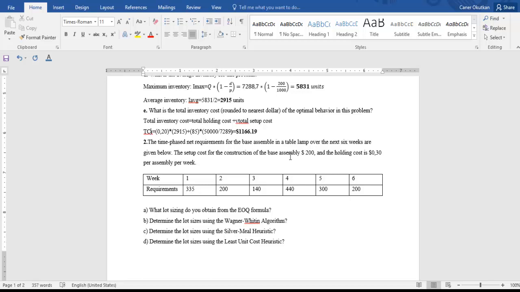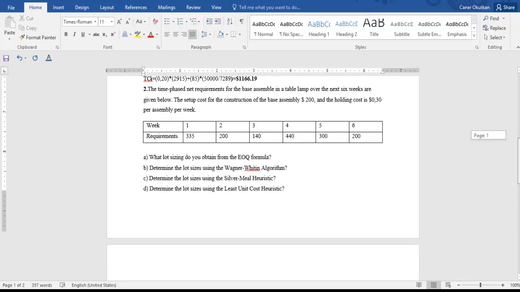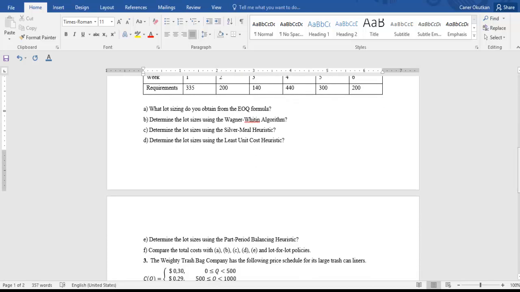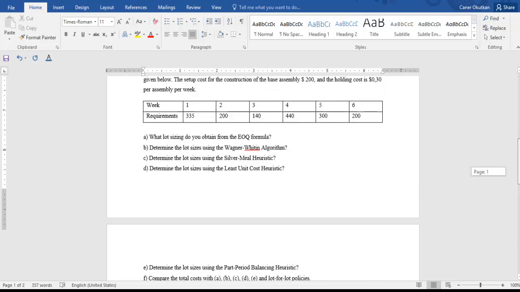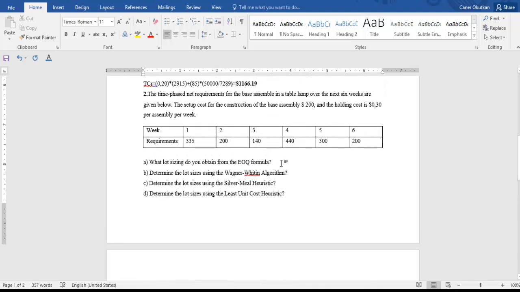In D question, determine the lot size using last unit cost heuristic. In E question, determine the lot size using the part period balancing heuristic. And last question, compare the total cost with A, B, C, D and using lot for lot policies. So we solve A question, economic order quantity.